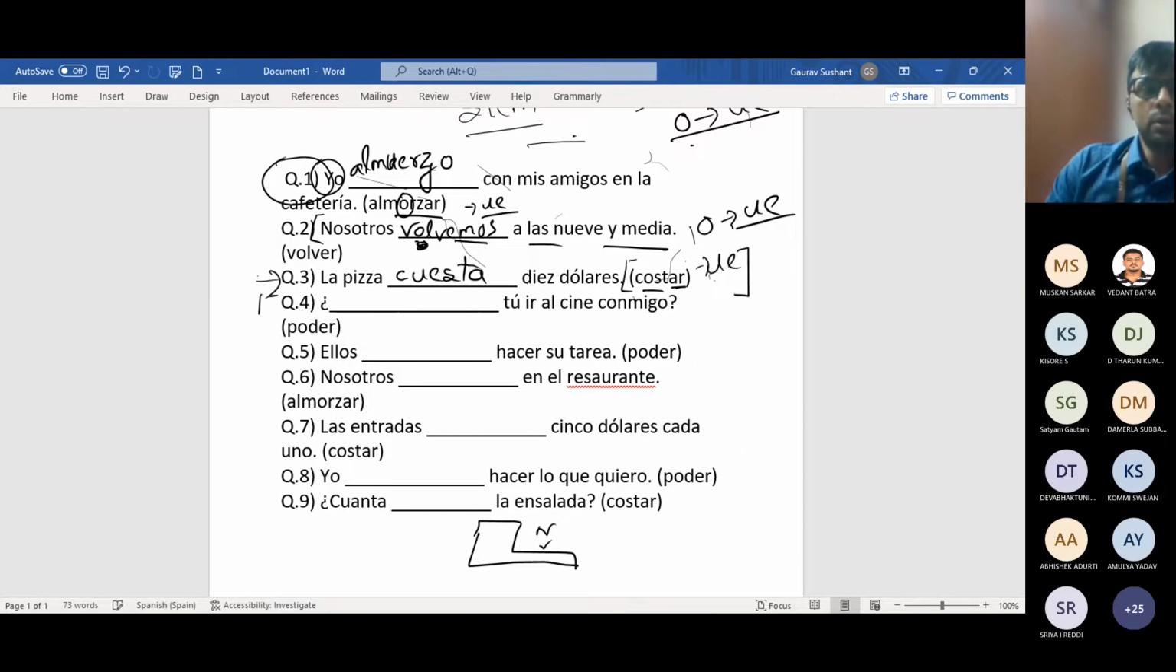Okay, number four. If you have done it, that's very good. But things are a little bit different here than the others. So Sneha, can you tell me? Yes, sir. I have written puedes tú ir al cine conmigo. Okay. Any idea what is the meaning of this sentence? It's a question basically. Will you come to the cinema with me?